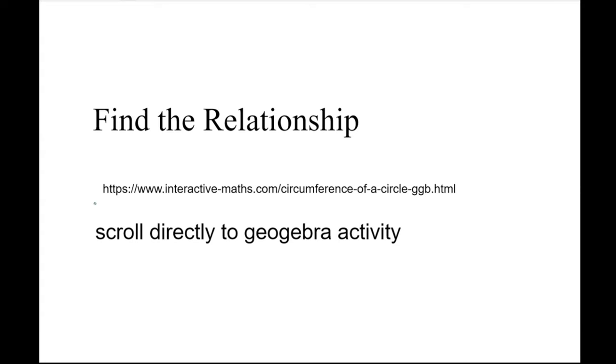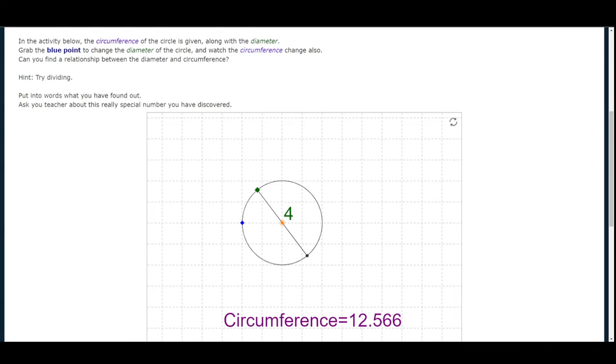So if you go to this link here, that will take you to a web page that looks something like this. And basically what we're going to do is look at different circles. We're going to look at the circumference, which is what we call the distance around a circle. So the circumference is basically the perimeter of a circle.